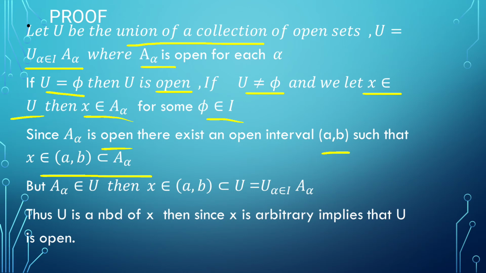Which will imply that since A_alpha is in the union, this will be true, and therefore U is a neighborhood of x. Since x is arbitrary, it will imply that U is open, and that ends the proof of the first part.